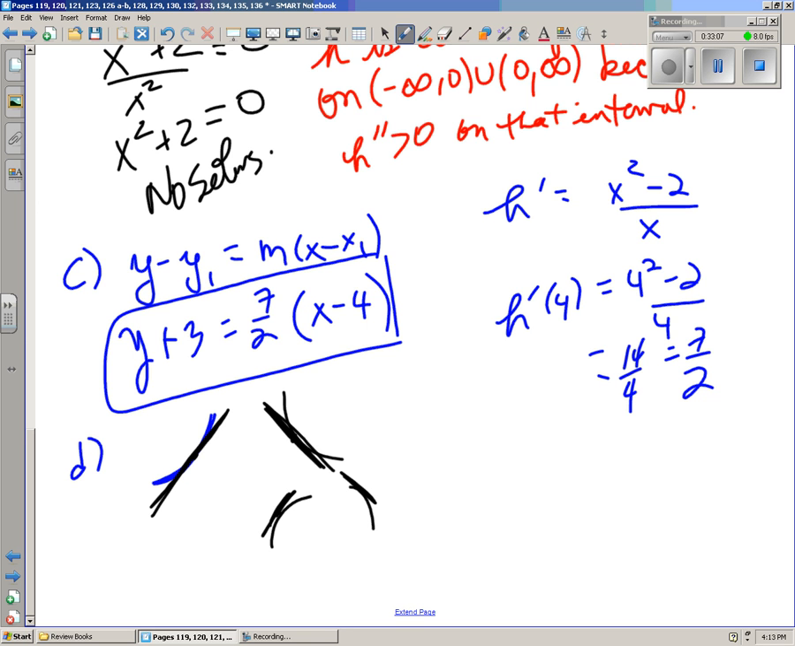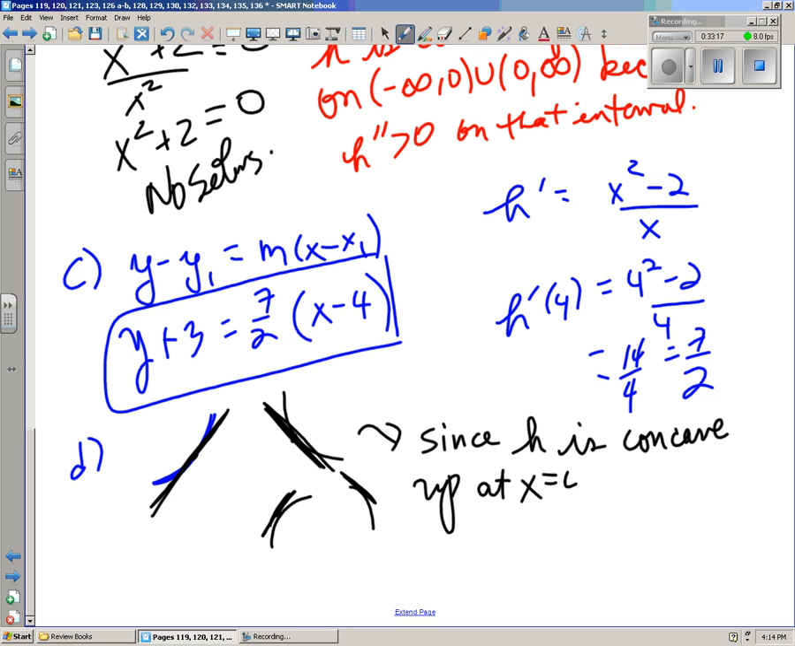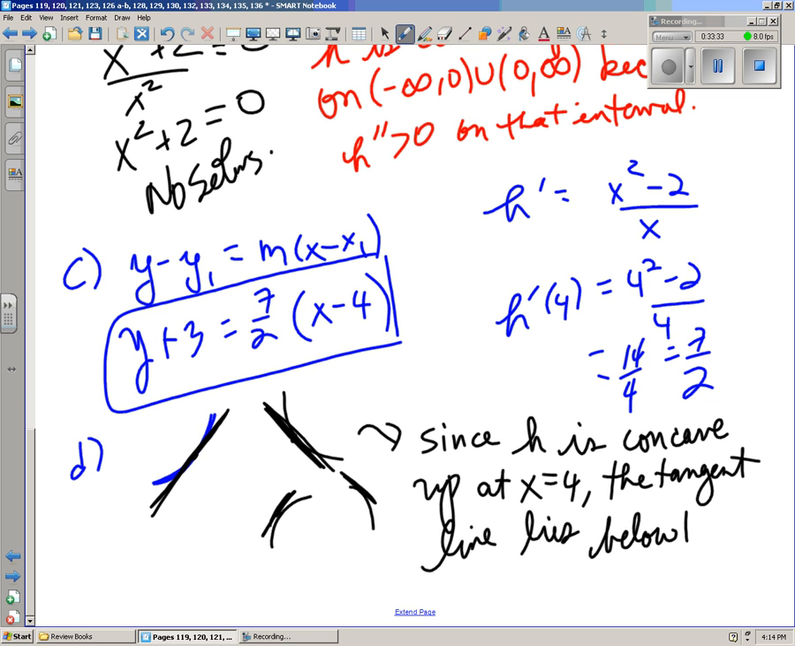So since h is concave up at x equals 4, the tangent line lies below the curve. And we're done.